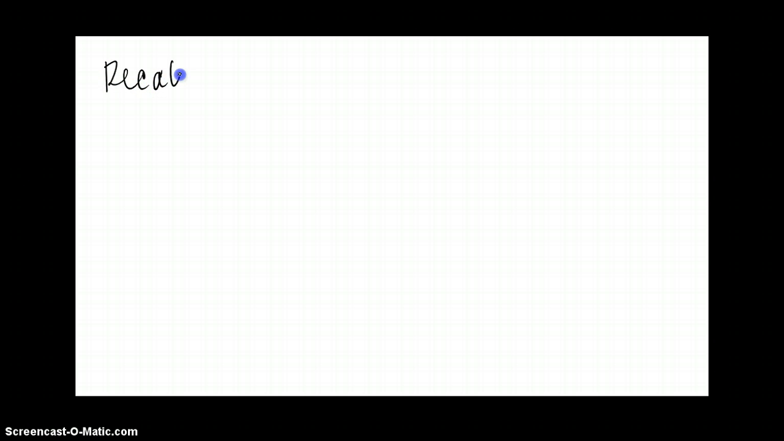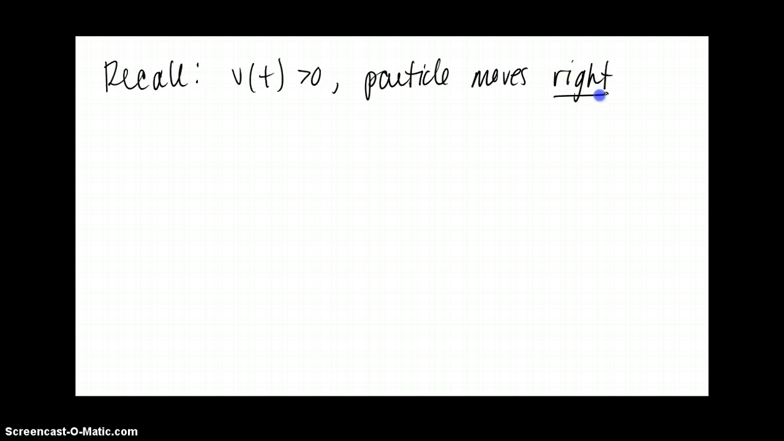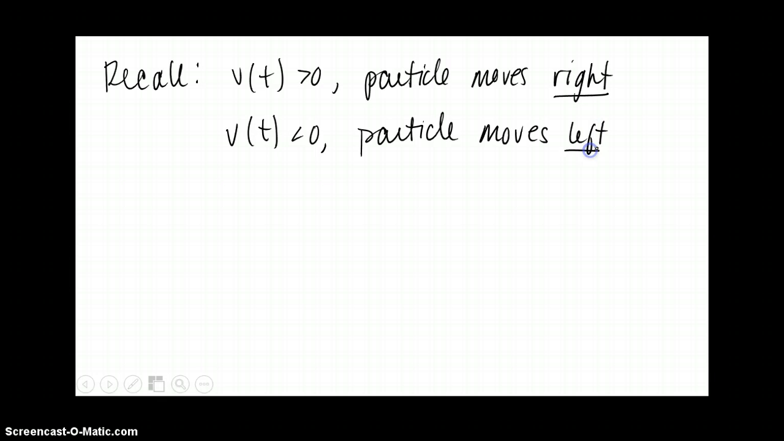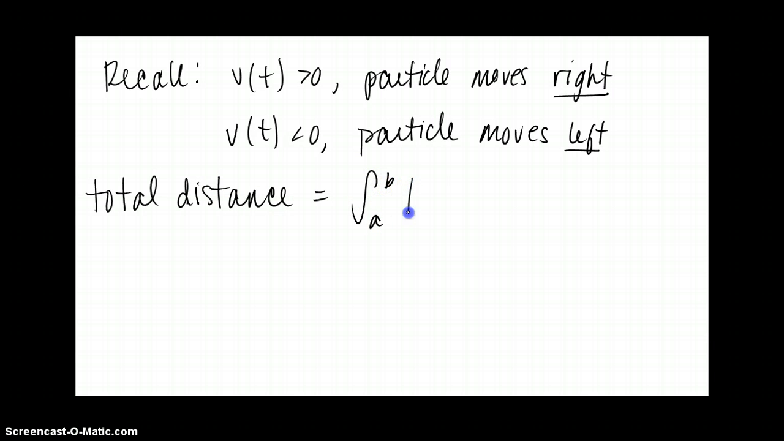So remember from your Chapter 3 test, when your velocity is positive, your particle moves to the right. When the velocity of a function is negative, the particle moves to the left. So it's this case, this motion to the left, that we have to take into consideration when we determine total distance. So total distance is found, it's the antiderivative of the absolute value of the velocity function.